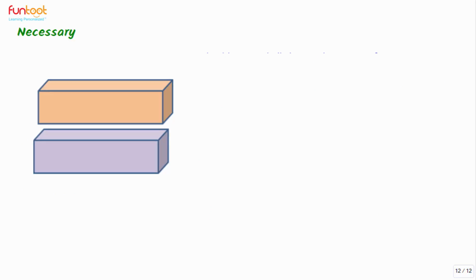Let's now see what are the necessary conditions for knowing the congruence of two cuboids. Do we need all three dimensions? What if we know only length and height of the two cuboids? Can we say anything about their congruence?